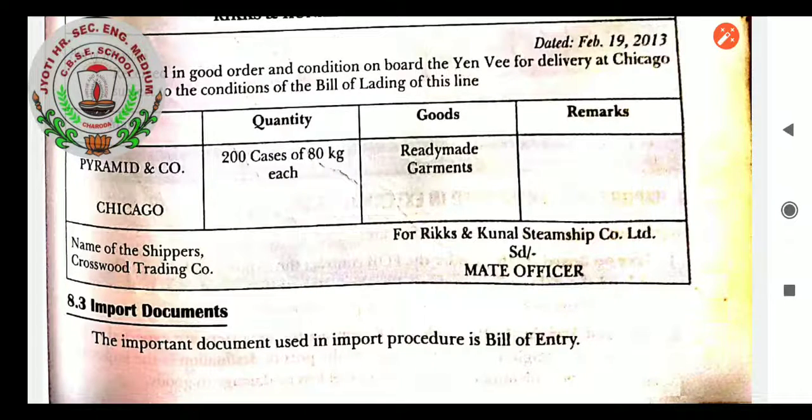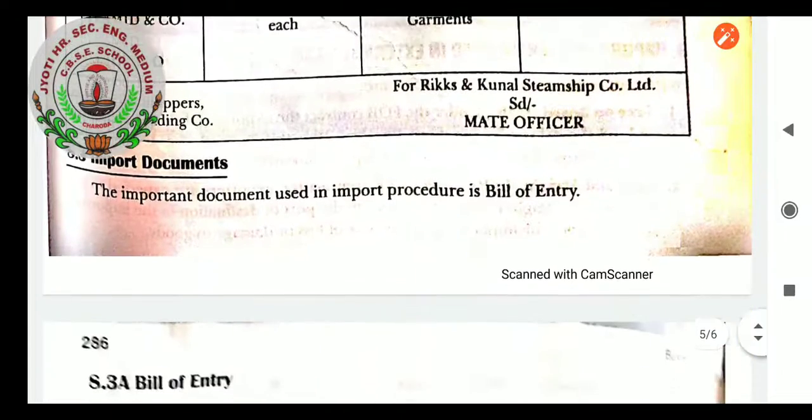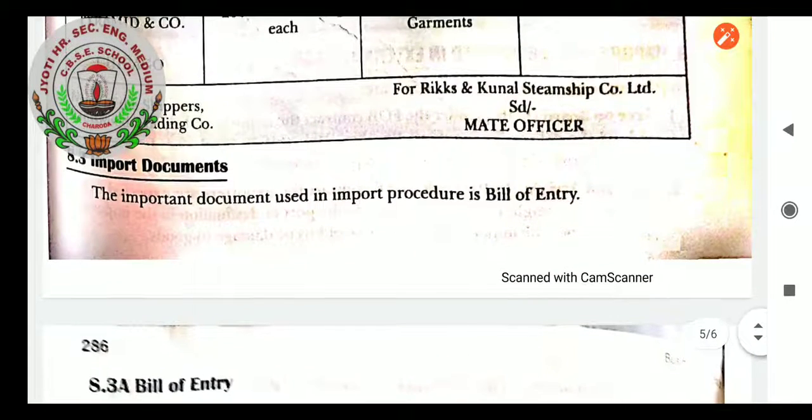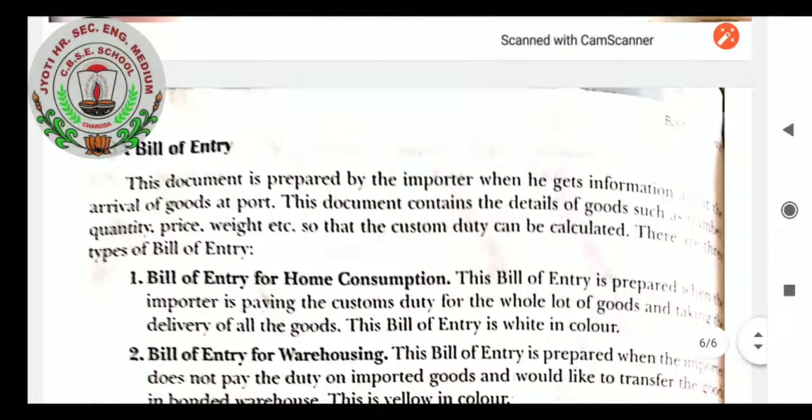Now the important import documents. An important document used in the import procedure is the bill of entry. Okay, bill of entry, what is it? This document is prepared by the importer when he gets information about the arrival of goods at the port. This document contains the details of goods such as number, price, quantity, so that the custom duty can be calculated.